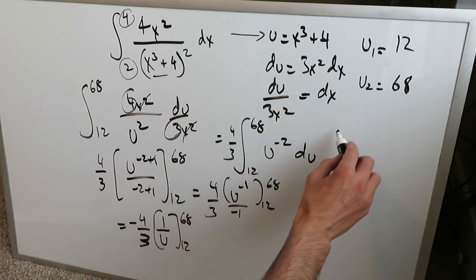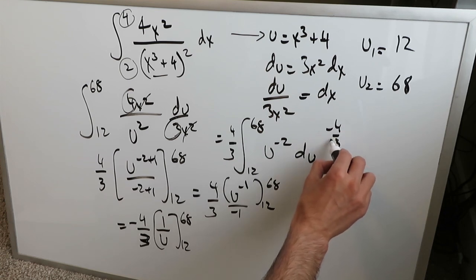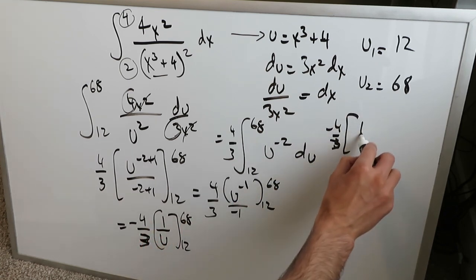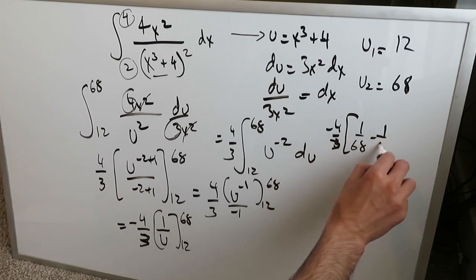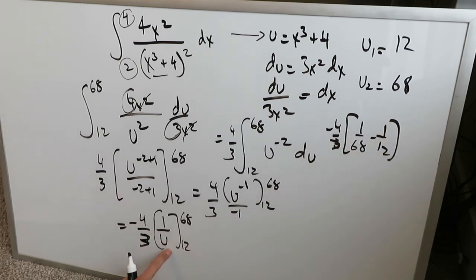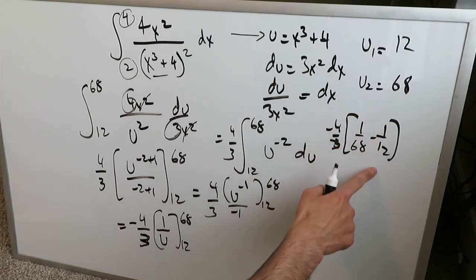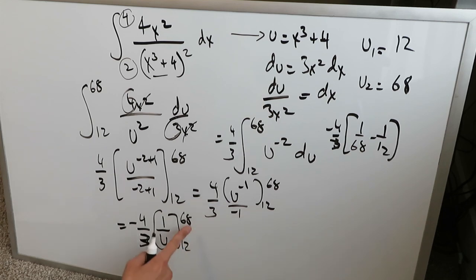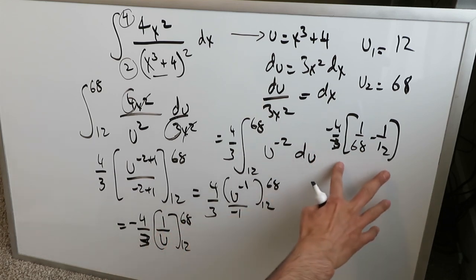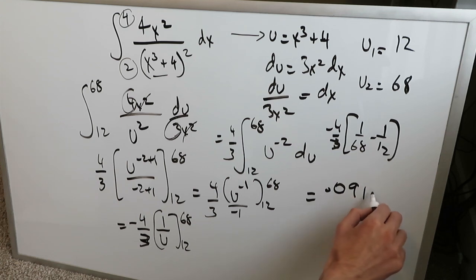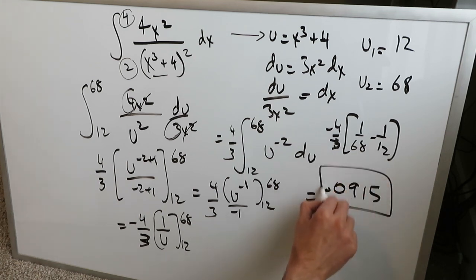Let's rewrite all of this out right over here. Minus 4/3 multiplying by this interval. You have 1 over 68 minus 1 over 12. Remember, the upper limit goes first. From that, you subtract the lower limit. 1 over u minus 1 over u. 1 over 68 minus 1 over 12. Upper limit and lower limit. You just have to calculate this and you get your final answer right over here. And you have to use a calculator here. I get 0.0915. And that's your final numerical answer.